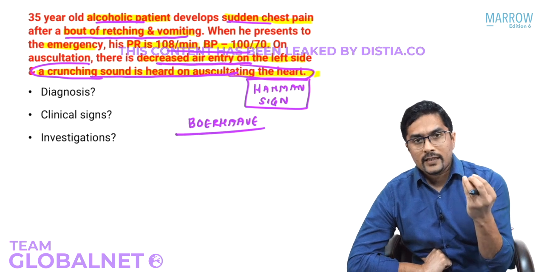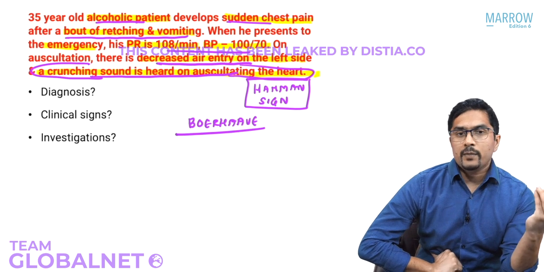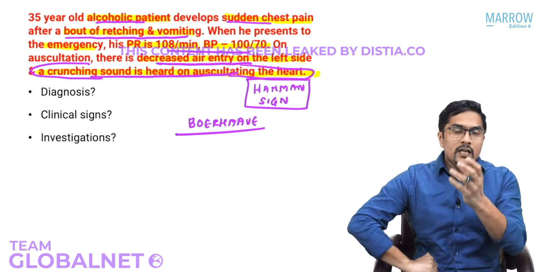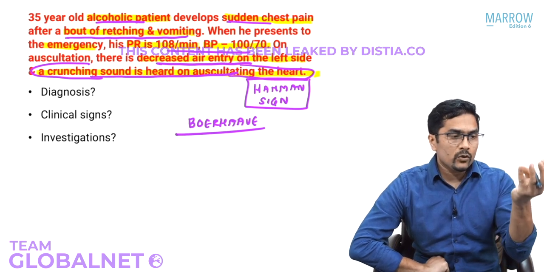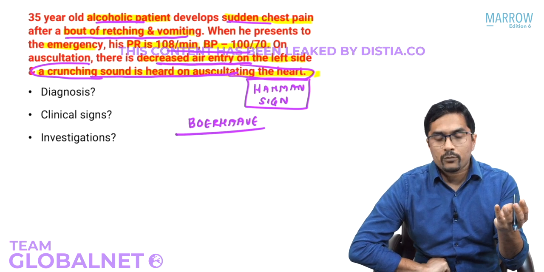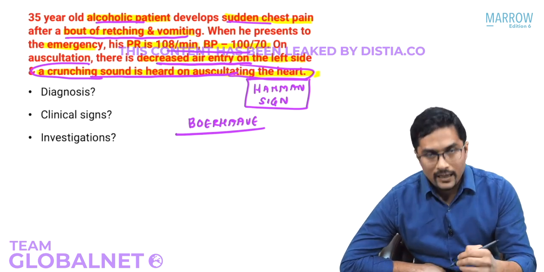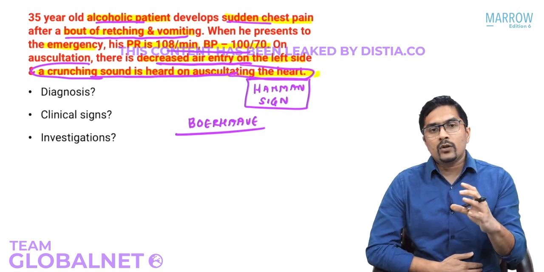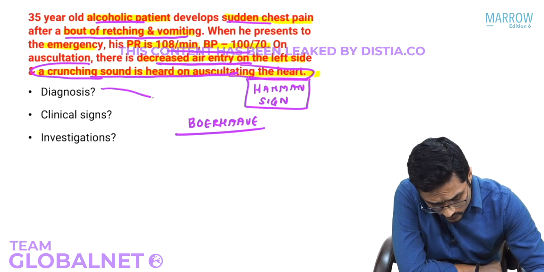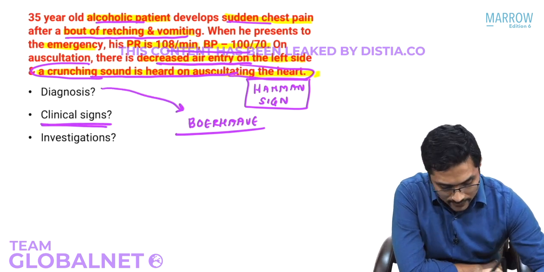In addition to retching and vomiting, there would be chest pain, and these patients are going to have subcutaneous emphysema. So that is the triad of Boerhaave: retching, vomiting, chest pain and subcutaneous emphysema. Two of the things were mentioned here. And Hammond's sign is a crunching sound when you auscultate the heart. So the diagnosis is Boerhaave. I've told you the clinical signs.